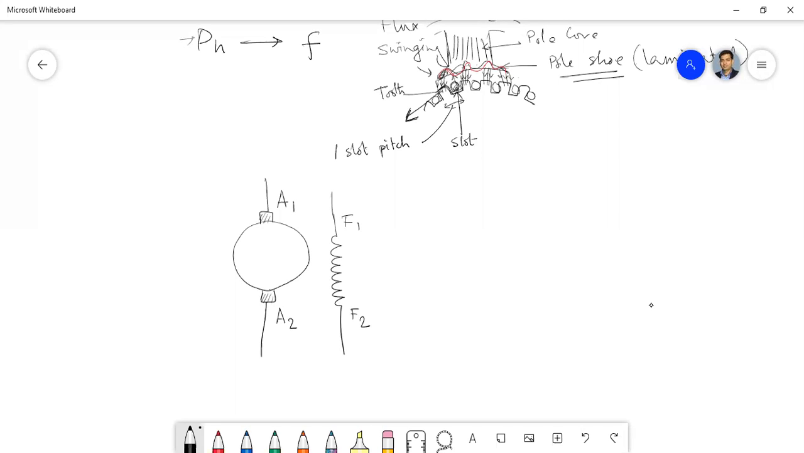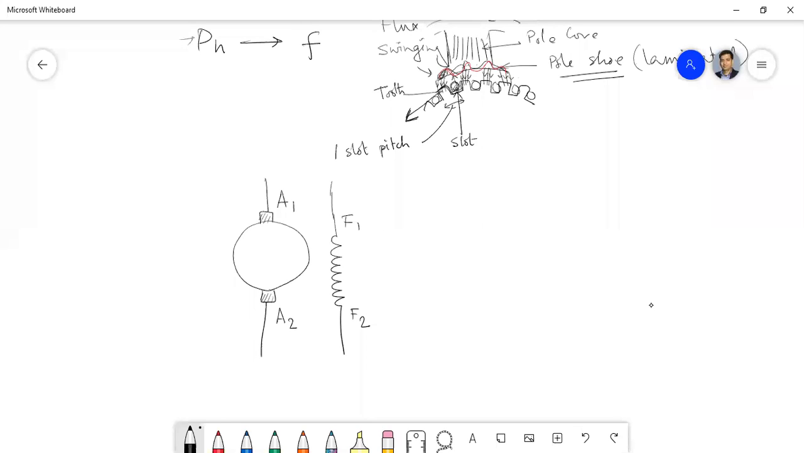It will not be the case that if there are 6 brushes, I will draw 6 brushes, not like that. In a 6 pole lap winding, 6 brushes are needed, but always I will draw only two brushes for the symbol of the DC machine. So this is the symbol of the armature coil, and this is the symbol of the field coil.